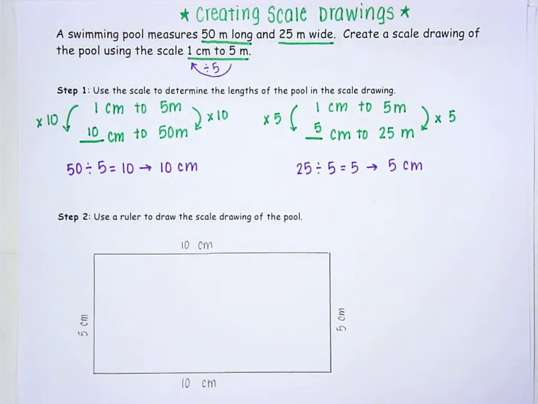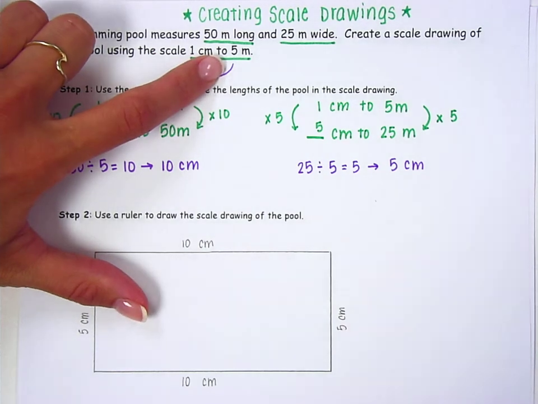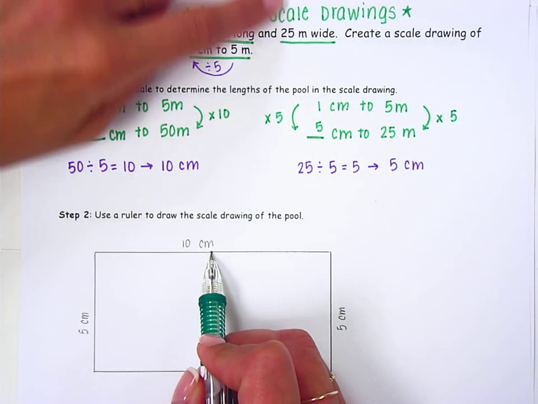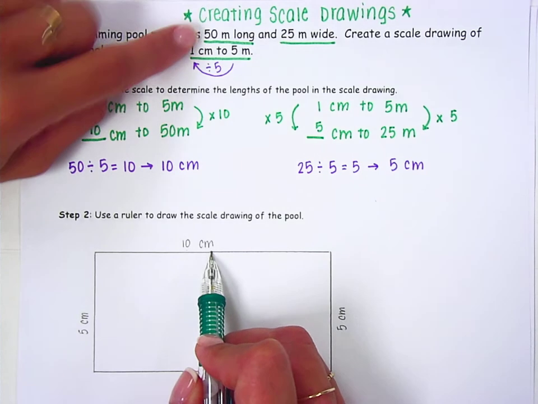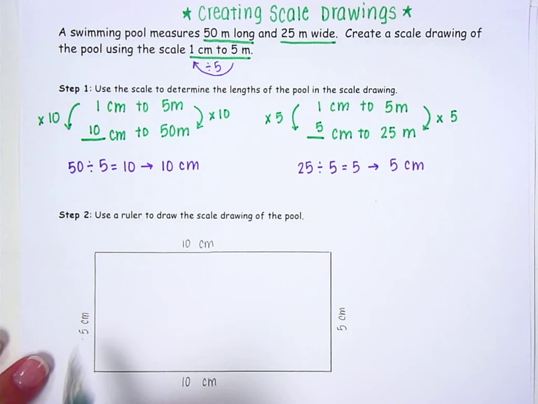We've now created our scale drawing of the swimming pool. We can go back and check our work by thinking: if 1 centimeter represents 5 meters, if I have 10 centimeters, that should be representing 50 meters. If I have 5 centimeters, that should be representing 25 meters.